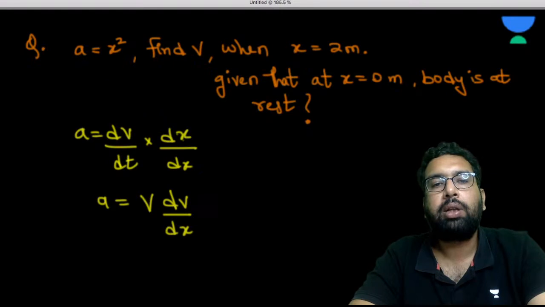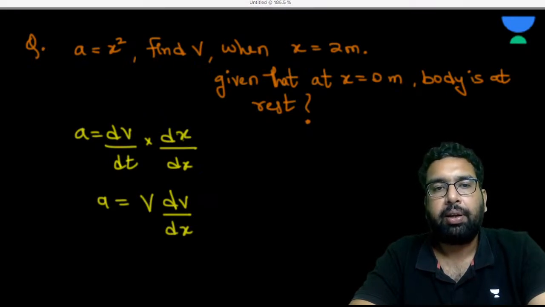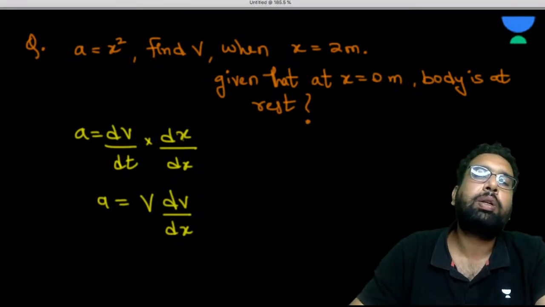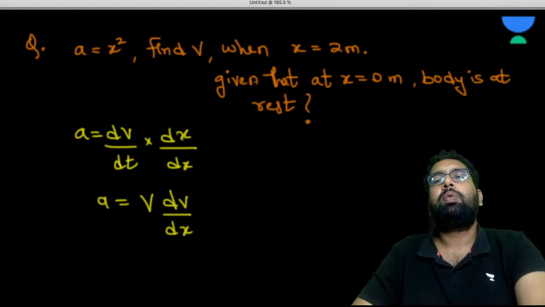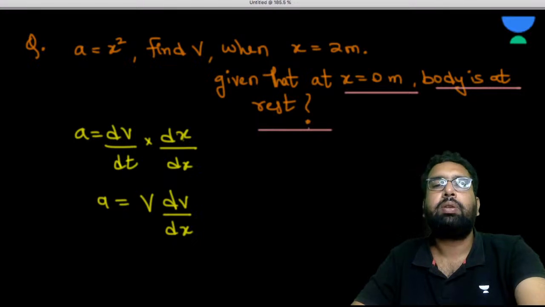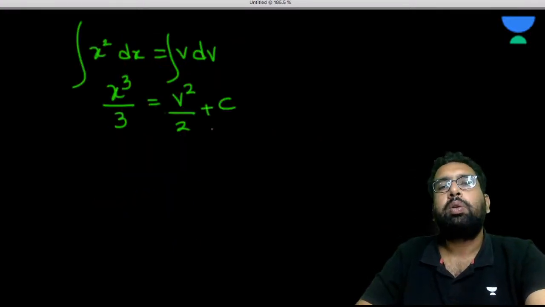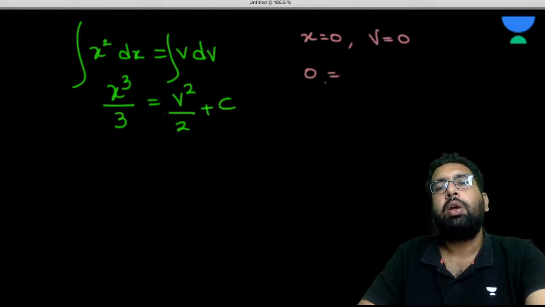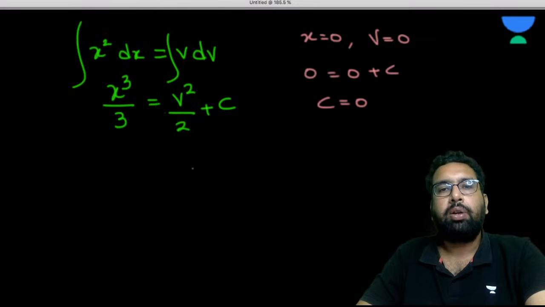Now let us use the information given in the question. The information given is that at x is equal to 0, the body is at rest. So when x is equal to 0, the body is at rest, that means velocity is 0. If I put x is equal to 0 and velocity is equal to 0 here, we will get c is equal to 0.